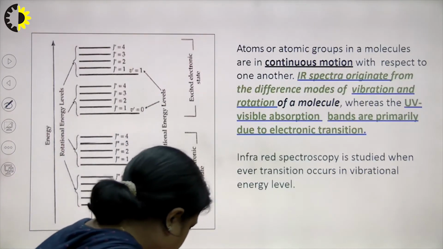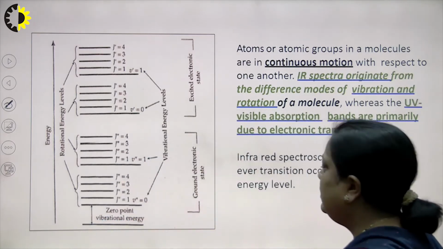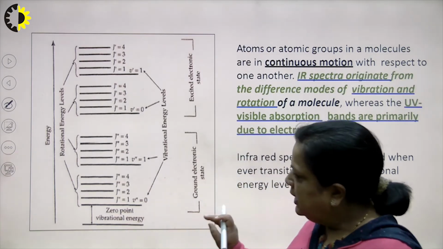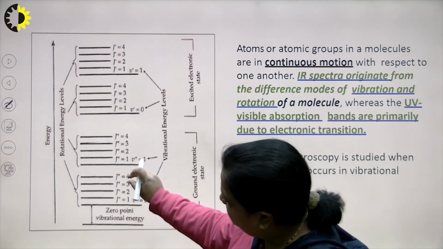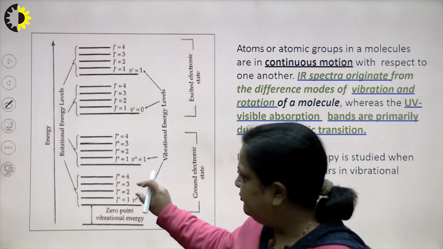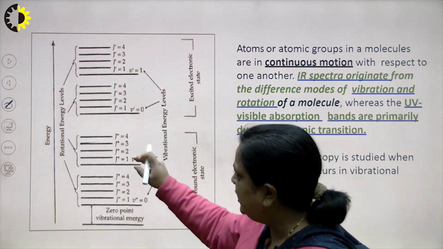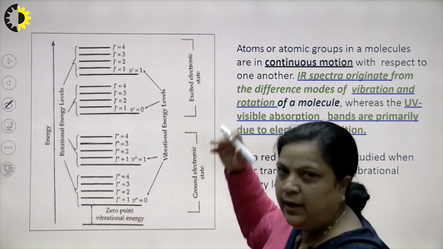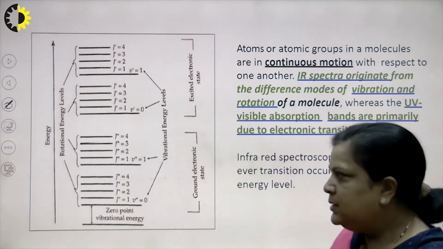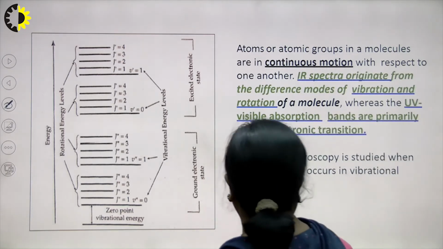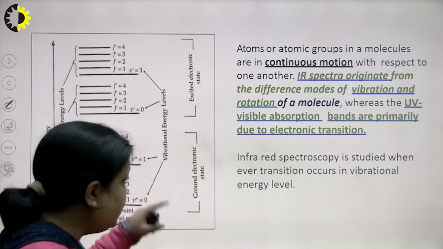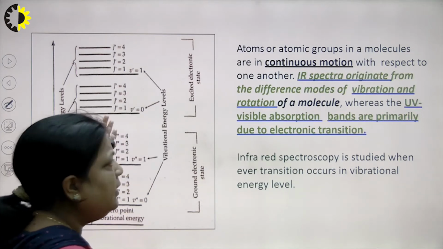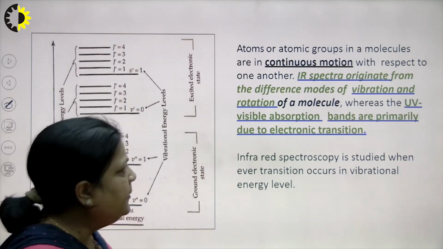So, IR is infrared spectroscopy. I have already discussed this diagram in the previous lecture, where the energy levels which have a very small gap are rotational energy levels, and these are associated with vibrational energy levels, and the group of vibrational energy levels is associated with the ground state as well as the excited state. So, atoms or atomic groups in a molecule are in continuous motion, and these energy levels are quantized, that is, a fixed amount of energy is required for excitation to a particular energy level.